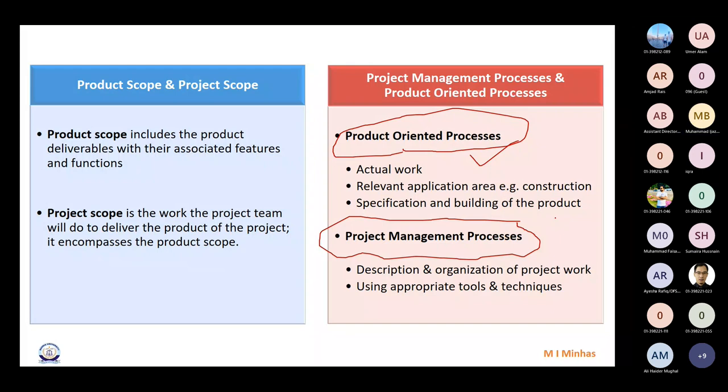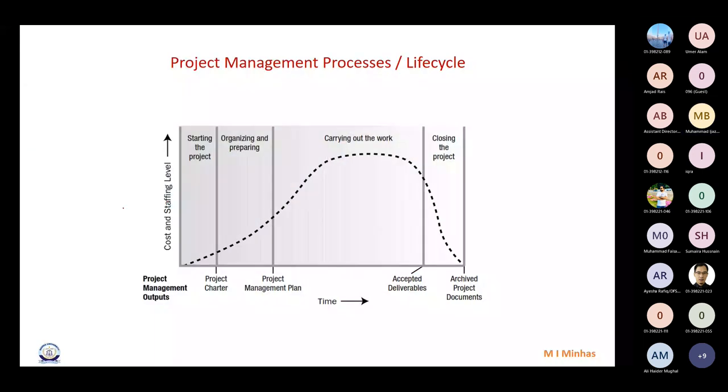Okay. So now here is the project. Here's the project management process. Look, here our project was initiated. Then it was planned. Then we executed it. And throughout this work, obviously we monitored and controlled. And then we closed that project. So this is the project management lifecycle. Is it clear?